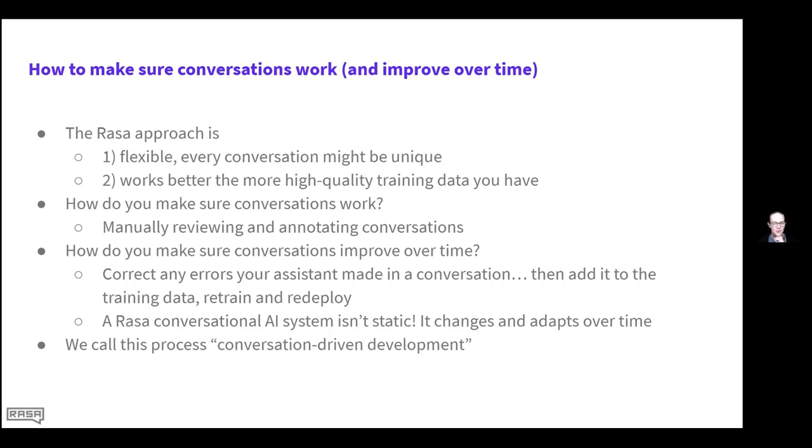So how do you make sure that conversations work? One thing I didn't mention here is by writing tests. So having a test conversation where you know that this is the pattern that it should follow and making sure that your system is doing that. But the other way is once your system's in production, manually reviewing and annotating conversations. So looking at what happened and trying to figure out, was this a good user experience? How can I change my assistant to make it better? And then adding that training data into your assistant and then retraining and redeploying.